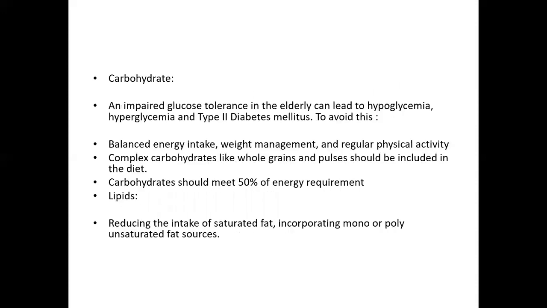Coming to carbohydrates, impaired glucose tolerance can lead to hypoglycemia, hyperglycemia, and type 2 diabetes. Because of that, carbohydrates should mostly meet at least 50% of the energy requirements, but you need to avoid refined carbohydrates, sugars, etc., because there are chances for developing diabetes. So complex carbohydrates like cereals with whole grains, pulses, etc. can be included in the diet.